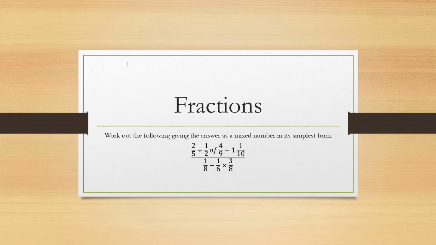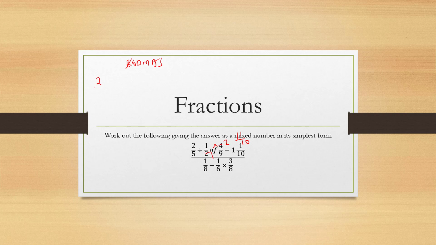Again, we need to use BODMAS to solve this question also. 2/5 divided by a half of 4/9 minus 1 whole number 1/10. First of all, 1 whole number 1/10 is the same as 11/10 in the form of an improper fraction. So here we don't have a bracket, we start with of. Of is the same as times, so by 2, 1 by 2, 2.